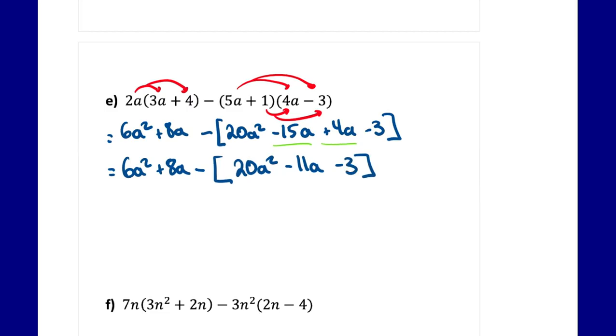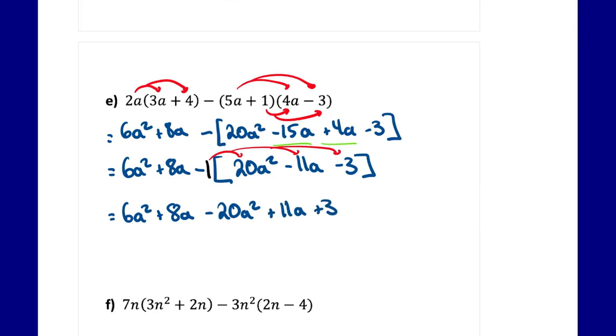Now I can apply this negative. We could think of it as an imaginary 1, or an invisible 1. So we would have to multiply this negative 1 through to everything. But negative 1 doesn't really change the number, it only changes the sign. So this actually becomes 6a squared plus 8a. Again, nothing has affected that yet. Multiplying everything in the bracket by negative 1 makes it negative 20a squared plus 11a plus 3. So again, same thing, just the sign has changed.